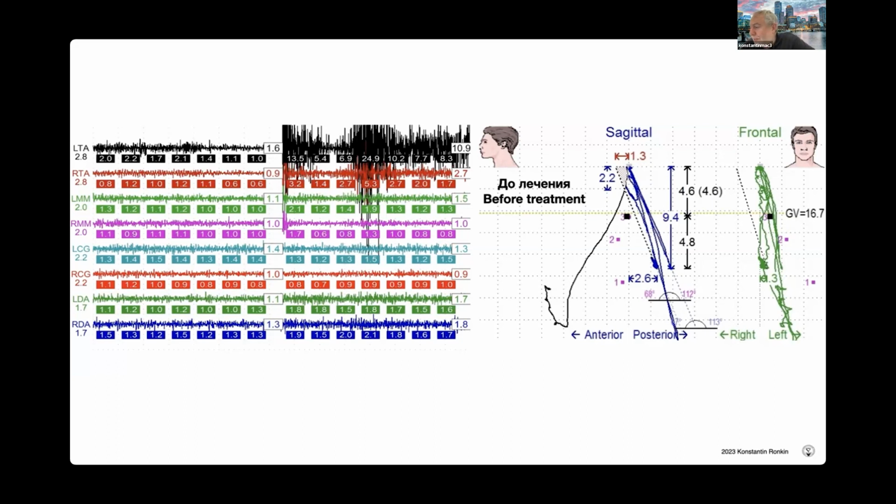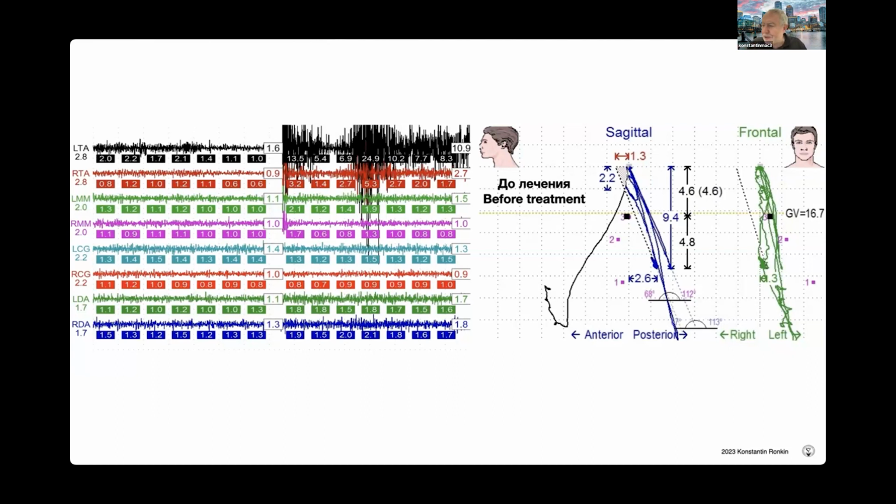And this patient was diagnosed with sleep apnea because we did a sleep study on him, but he had loud snoring. It didn't bother him. He just came because he realized that his front teeth became very short. And you can see his electromyography on the left with a hyperactivity of the temporalis, 10.9 on the left side, and the right side is 2.7. And computerized movement of the lower jaw on the sagittal plane.